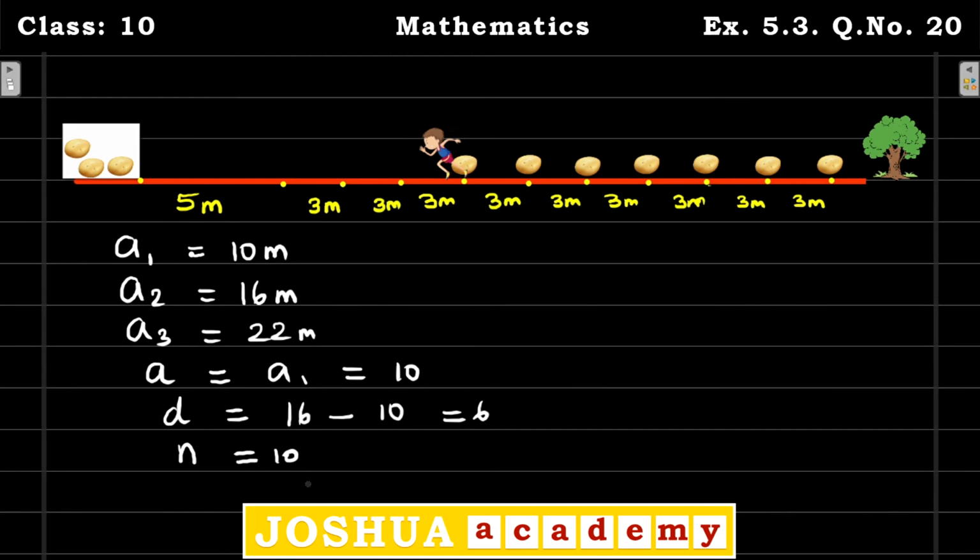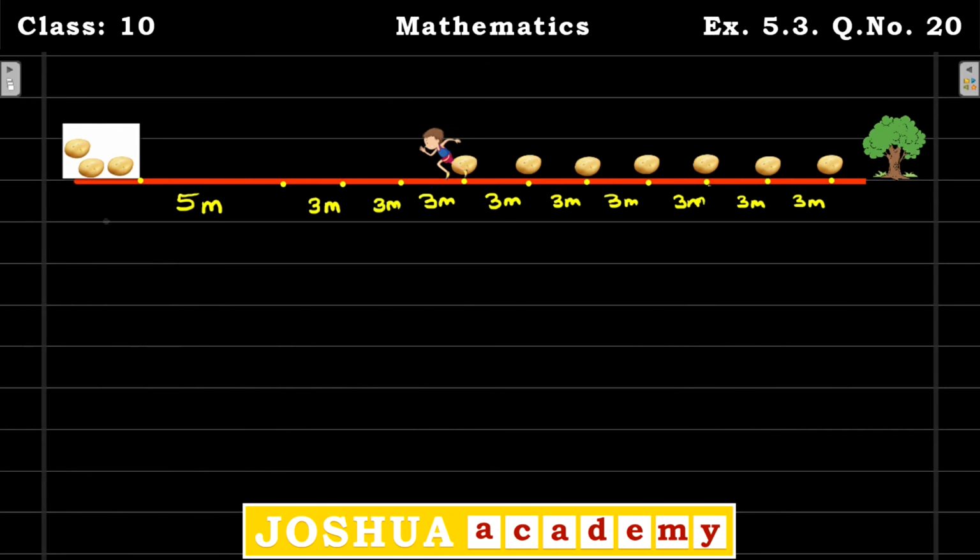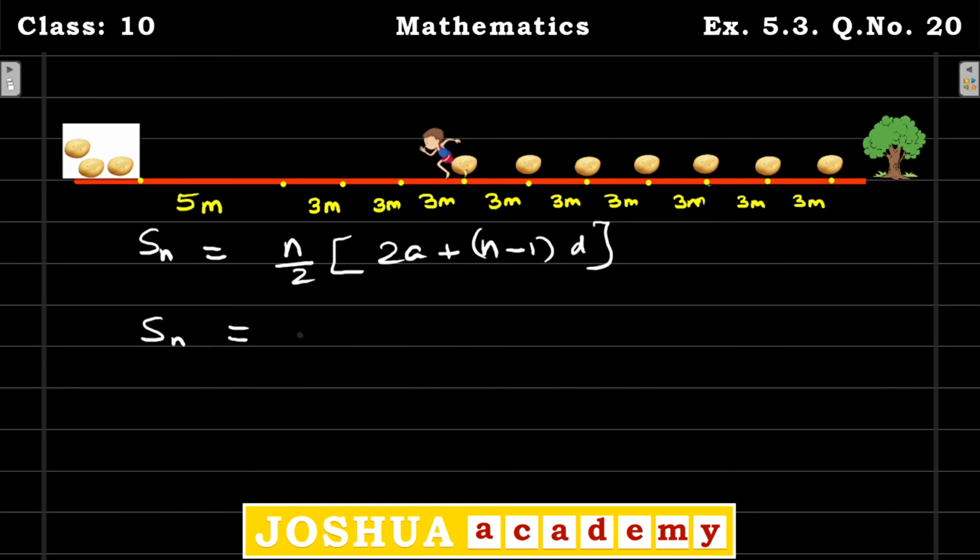Now what do I have to find out? I have to find the total distance run by the competitor. That means I have to find S10. You know the formula for Sn. So what is the formula for Sn? Sn equals n upon 2 times 2a plus n minus 1 times d. Now I'm going to substitute all the values that I collected so far. In this case n is 10, so I can write the statement S10.